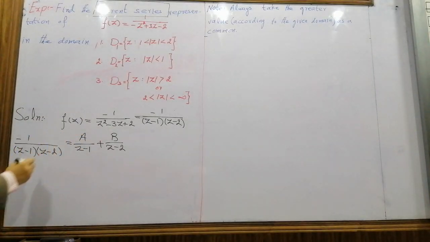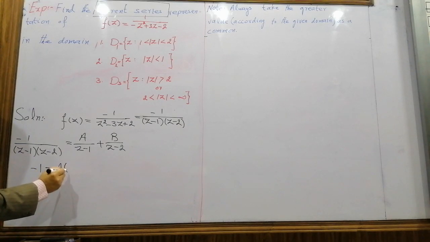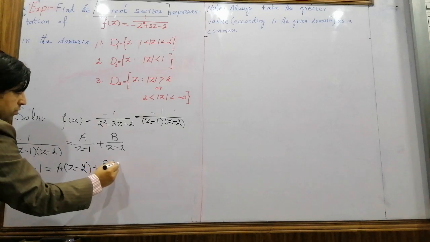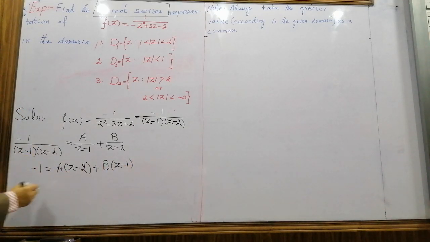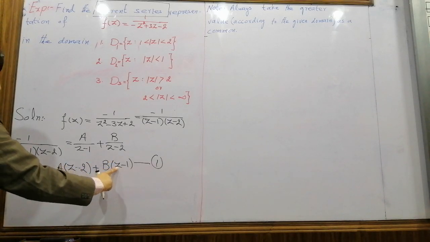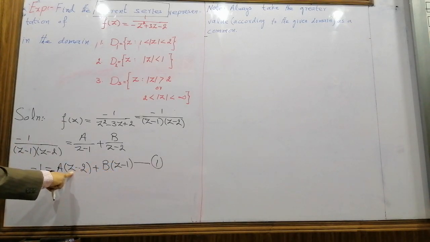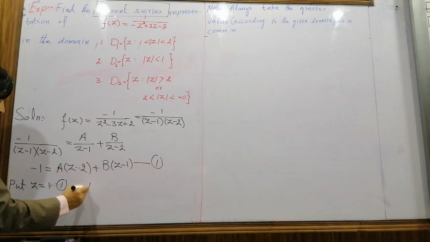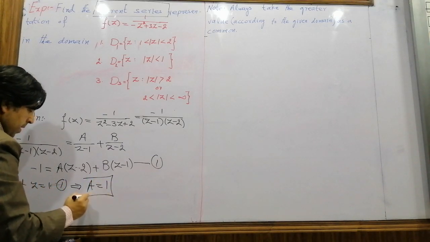And if I multiply with the LCM, I can get that minus 1 is equal to a into z minus 2 plus b into z minus 1. And let this be 1. So if I put z is equal to 1 in this equation, then this is 0. And if I put 1 here, I will get minus 1. So this minus and this minus will be cancelled, and I can get that a is equal to plus 1.